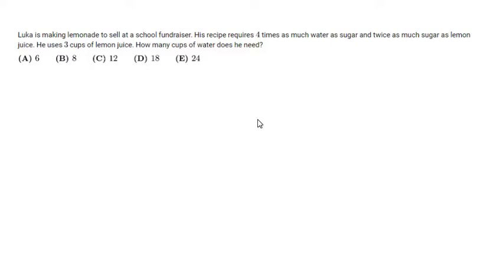Problem 1 reads, Luca is making lemonade to sell at a school fundraiser. This recipe requires 4 times as much water as sugar and twice as much sugar as lemon juice. He uses 3 cups of lemon juice. How many cups of water does he need?